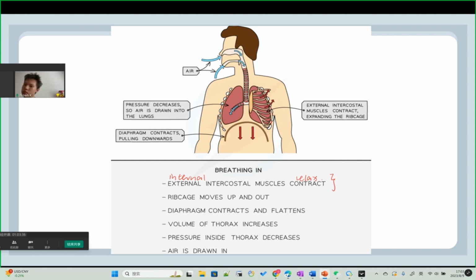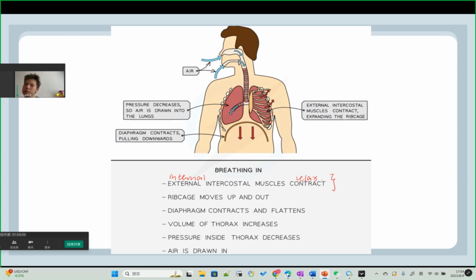So when you are answering this type of question in the exam, you must make sure you have written down all the keywords here. And normally it will be around 4 marks for this kind of question. Yeah. Then how about the process for breathing out?